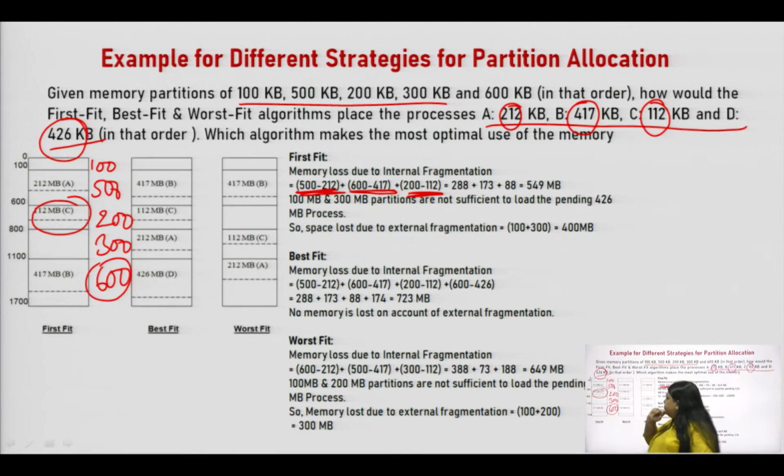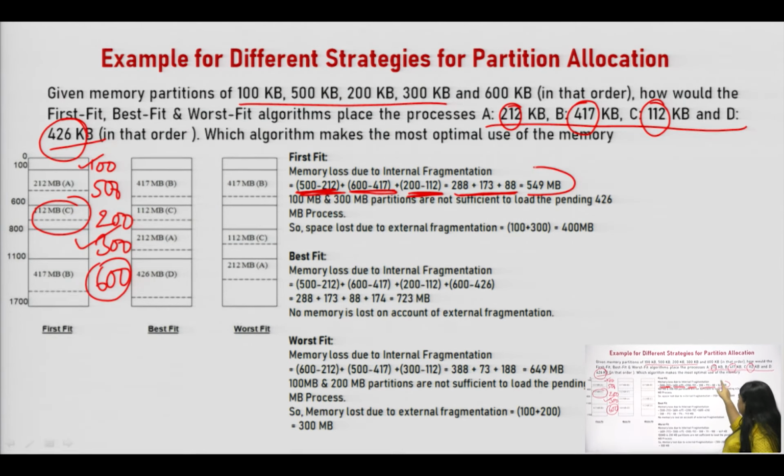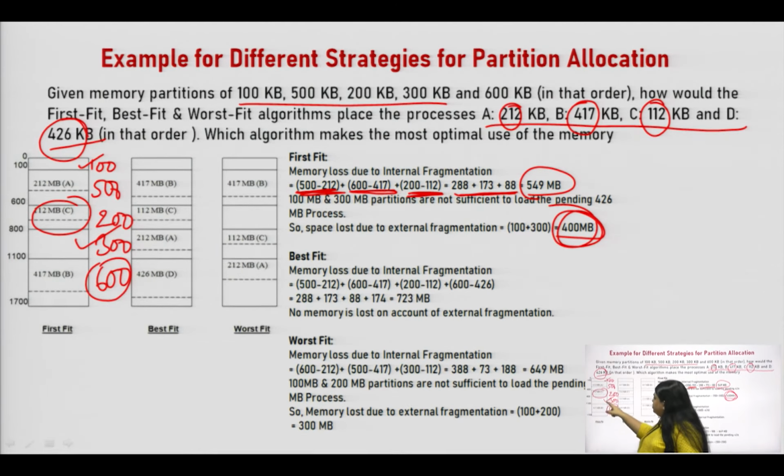So, what are we left with? We are left with this 100 KB block and this 300 KB block. So, what is our internal fragmentation? We have already seen how we calculate it, and this is your internal fragmentation, 549 KB, and the external fragmentation is 400 KB because these two blocks are still free and we had a requirement of 426 KB, but it was not available for us.